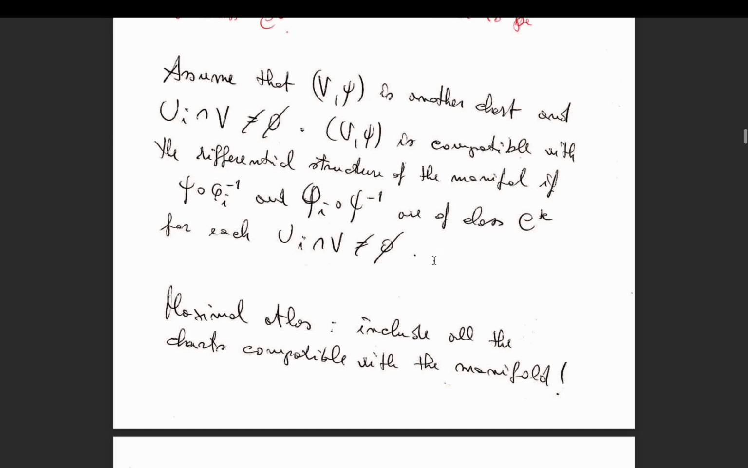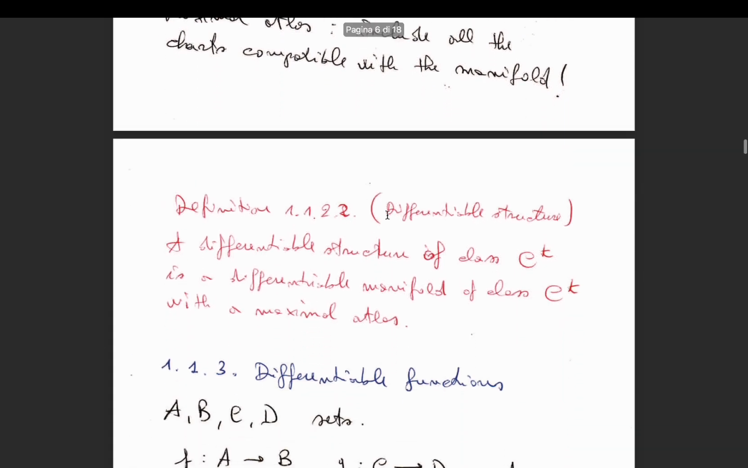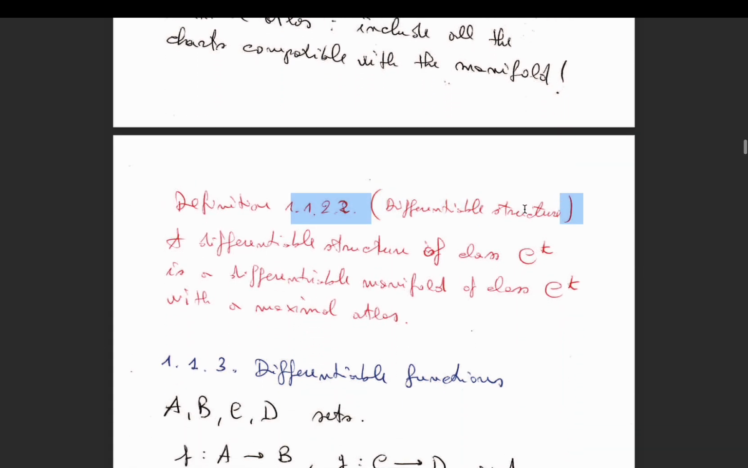If we include inside an atlas all the charts which are compatible with the differentiable structure of the manifold, then we obtain what is called a maximal atlas. So a differentiable structure of class C^k is a manifold of class C^k with a maximal atlas.